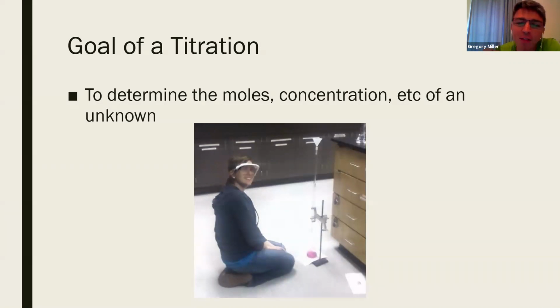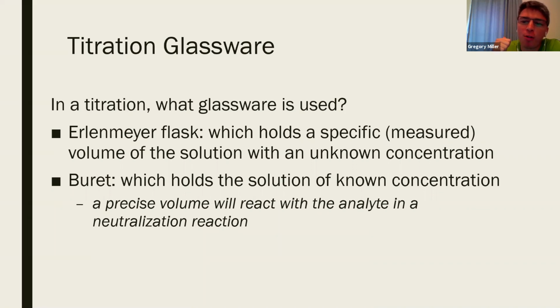So again, the glassware. The Erlenmeyer flask holds your measured volume of solution of unknown concentration. The Buret holds the solution of known concentration. And because the Buret is very precise glassware, we know exactly how much volume we drain out of it. And so knowing the volume and concentration of what's in the Buret lets us find the moles. As long as we know the chemical reaction, we can use moles of what's in the Buret to find moles of what's in the Erlenmeyer flask. And if we know the volume in the Erlenmeyer flask, we can use those moles and that volume to find the concentration, and that's what we're doing today.